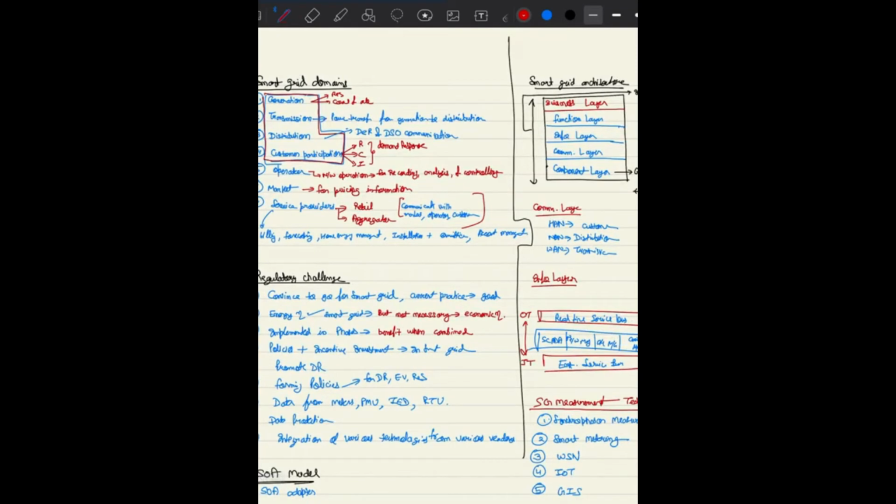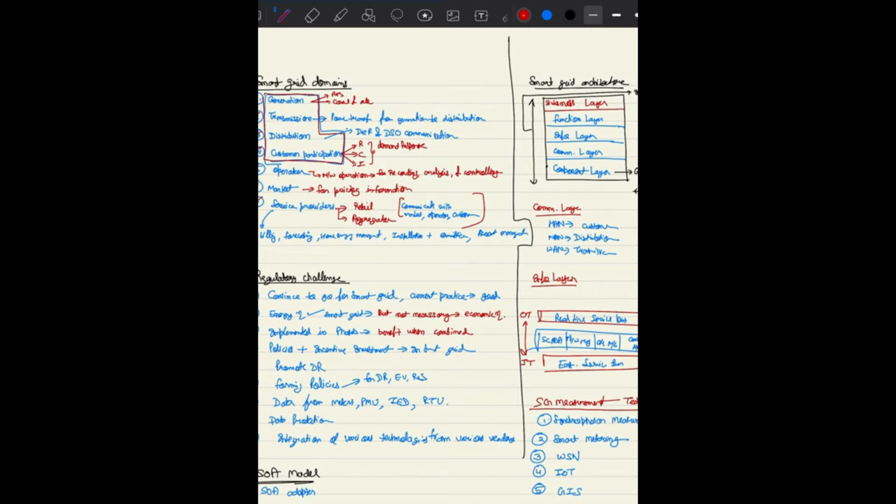Now comes our smart grid domains. When we talk about smart grid domains, it consists of the generation part, transmission part, distribution part, customer participation, operation, market and service provider. The generation part will consist of renewable energy and coal-based generation. The transmission part will mainly focus on the power transfer from generation to distribution. Distribution part, we already know that we have our distribution part.